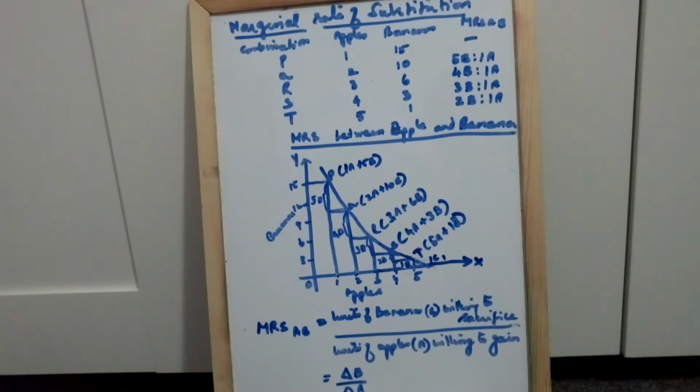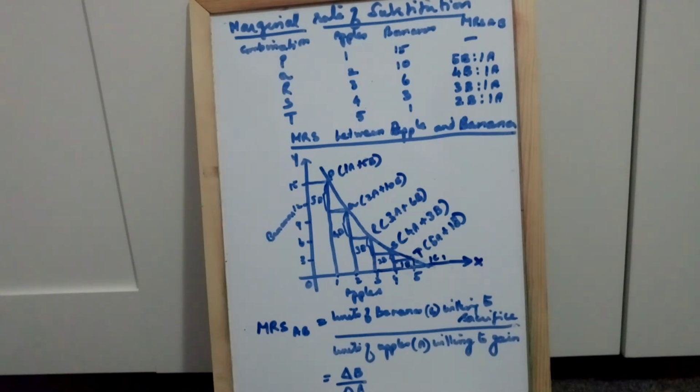So in the last column you can see MRS of apple and banana. You see we have taken the formula change in B divided by change in number of apples. So from Q combination onwards you find 5B is to 1A, 4B is to 1A, 3B is to 1A, 2B is to 1A. So you find how many bananas are given up to add one more apple.